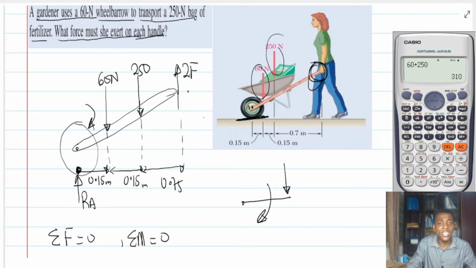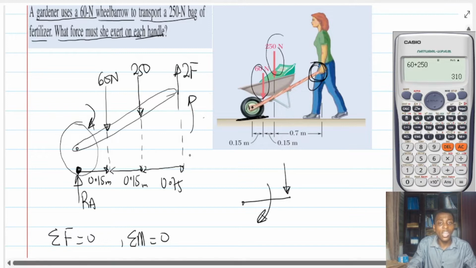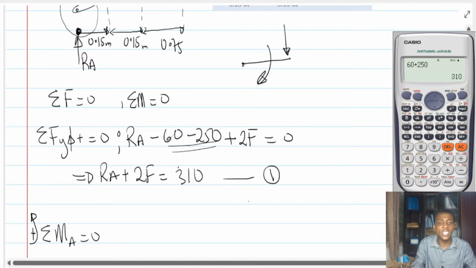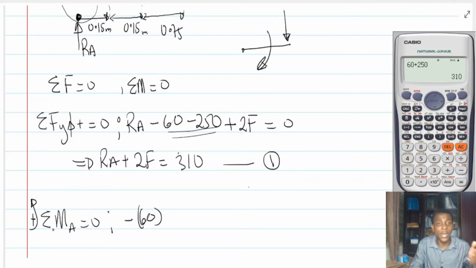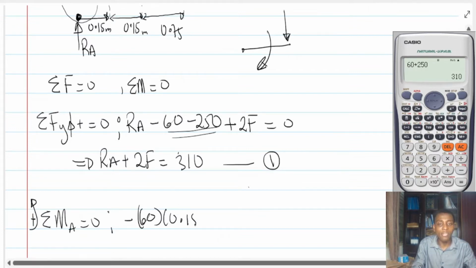It is only the 2F which is going to go counterclockwise. All right, so let's go together. So 60. Since I'm saying counterclockwise is positive, if it is clockwise, I'm going to negate it, and if it is anti-clockwise or counterclockwise, I'm going to make it positive. So 60 into 0.15. Then I'll do another 250.